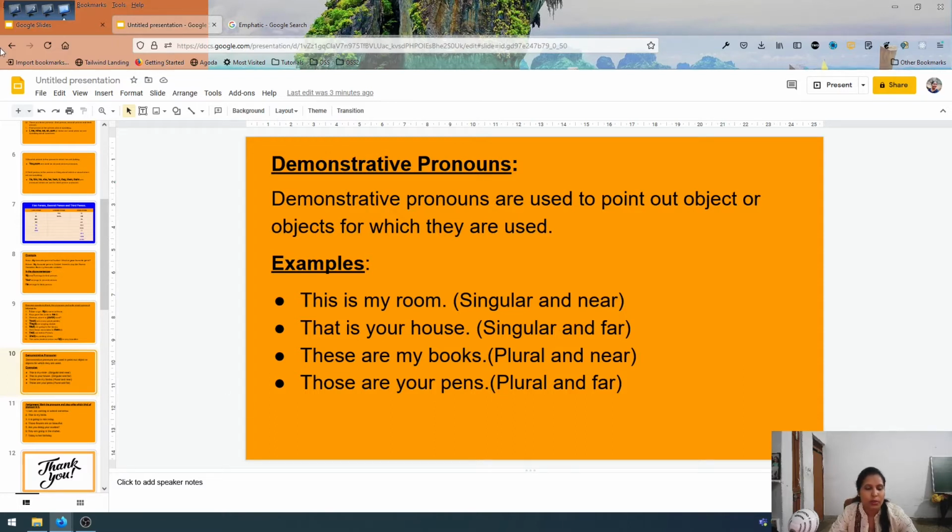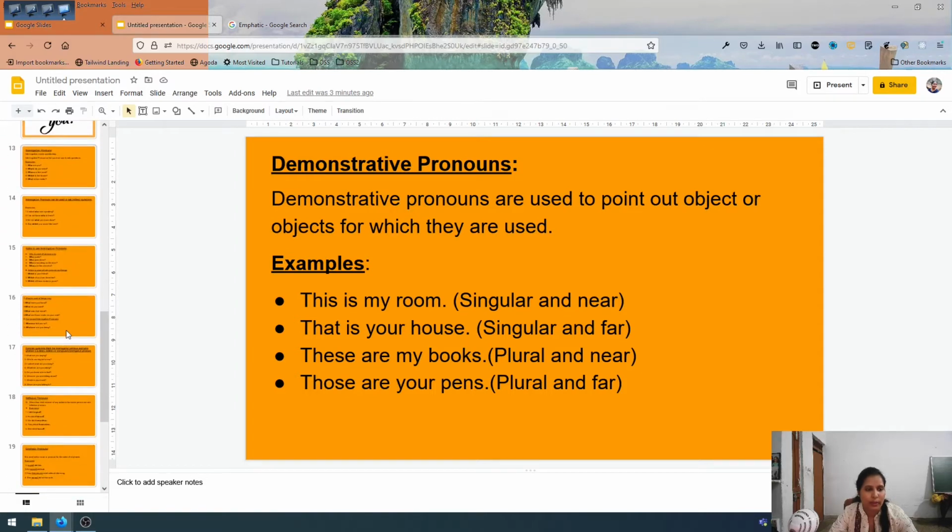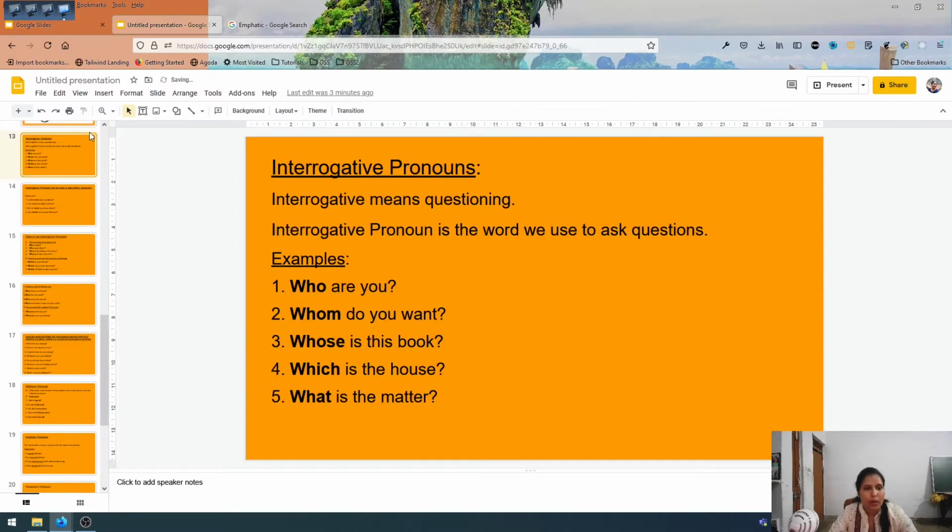Yes. So today we are going to see what is an interrogative pronoun. Yes. So first of all, what is the meaning of interrogative? Interrogative means questioning. Yes. So interrogative pronoun is the word we use to ask questions. So which are the words we use to ask questions? Like who, whom, what, whose, isn't it?